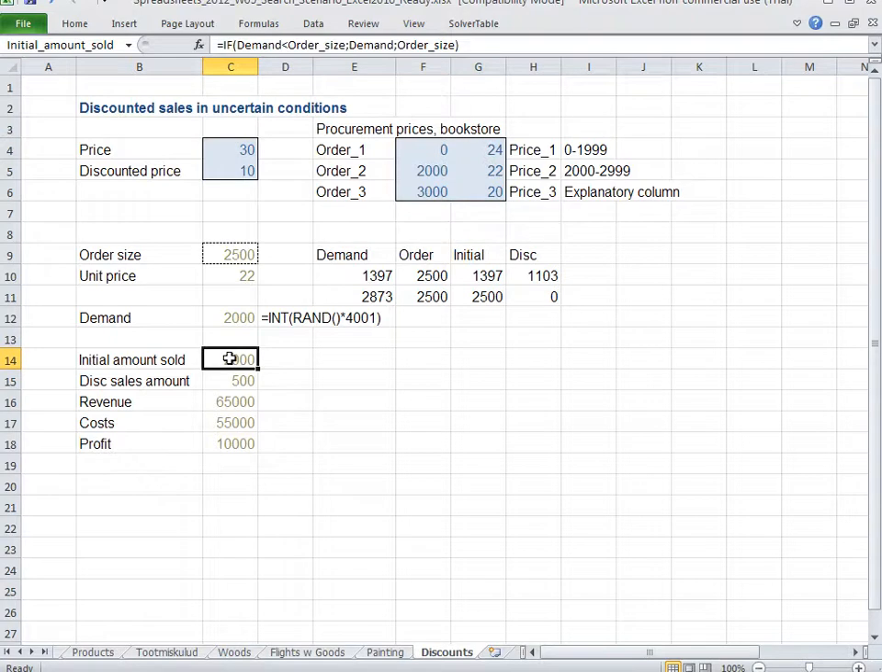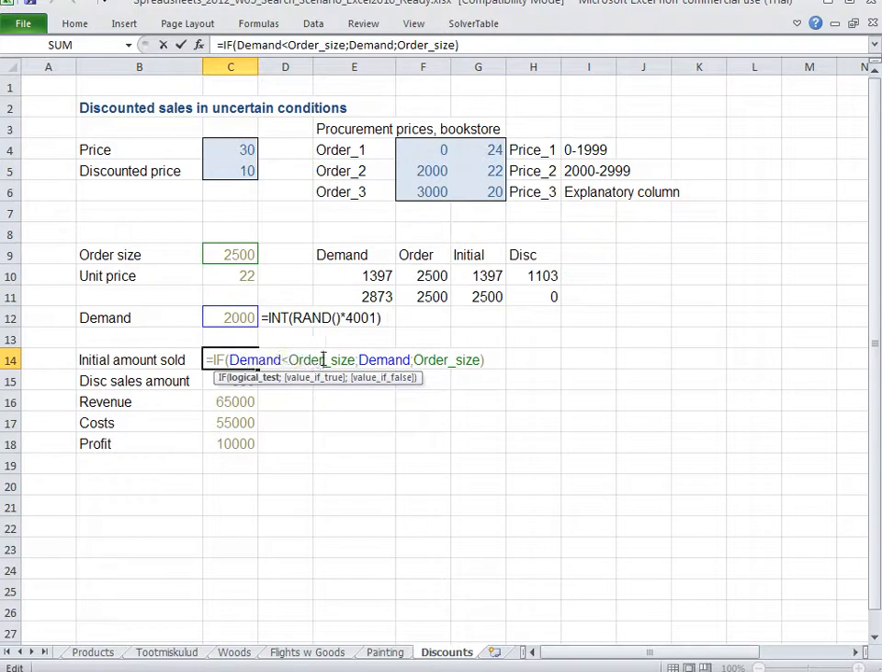Again, we're going over this quite quickly, but we can refer back to that video. And it says that if the demand was smaller than the order size, as is in our case because the demand is 2,000 and the order size is 2,500, then we could only sell the demand of 2,000 with full price. In the other case, if the demand was bigger, we could sell the entire order for full price.